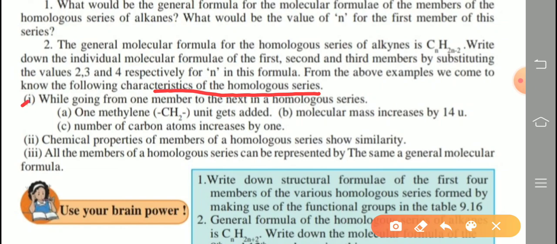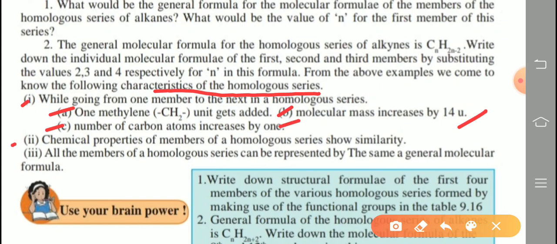Here the question is asked, what are the characteristics of homologous series? First one is given, while going from one member to the next in a homologous series, what is the difference? One methylene, that is CH2 unit, gets added. Next point, molecular mass increases by 14 Dalton. And third point, the number of carbon atoms increases by 1.